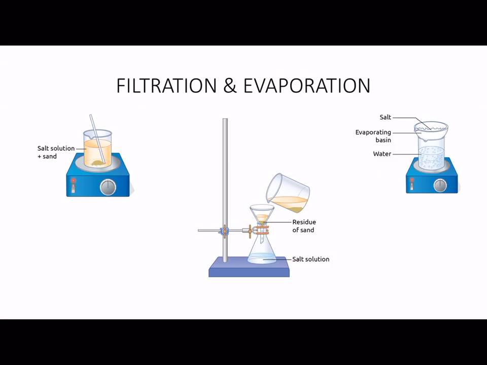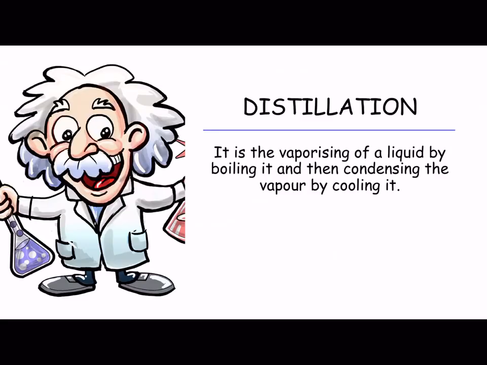So the first thing you do is you make your solution, you filter it, so you use the method of filtration as seen here, and then you use the method of evaporation. Note in this case on the right hand side I have a little beaker of water underneath the evaporation basin. It's just to ensure that the evaporating basin doesn't get too hot and the water evaporates off quite easily that way.